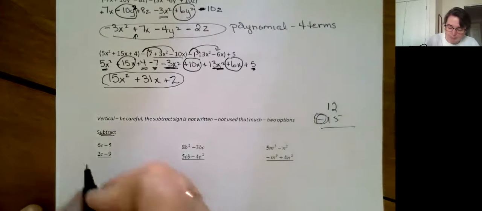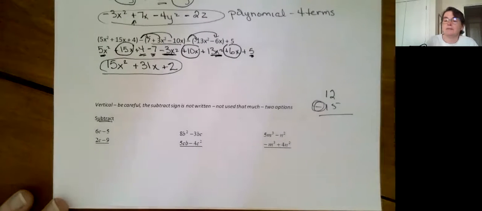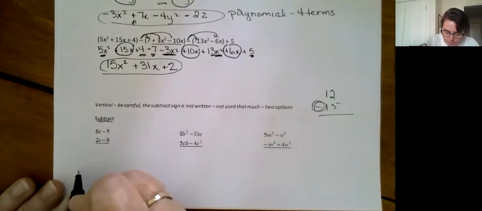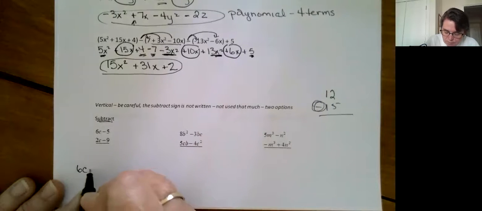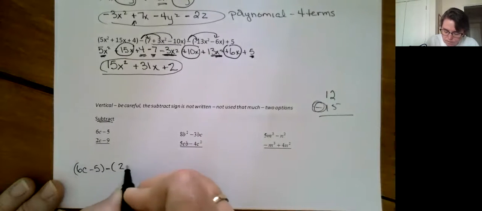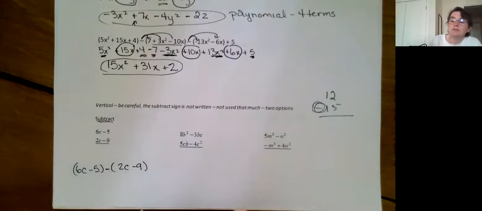Excuse me. So a couple of options. One, if you absolutely don't like this, there's nothing wrong. I'll do it down here. 6c minus 5 minus 2c minus 9. And then just do the question like we were doing up on top.